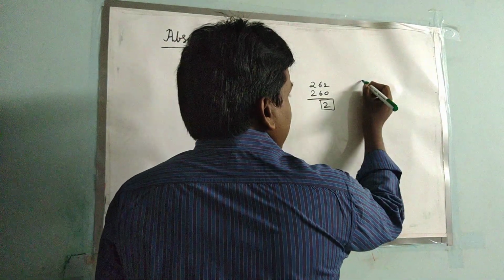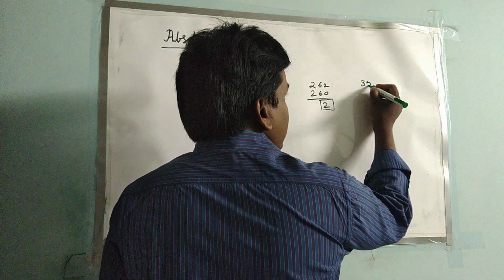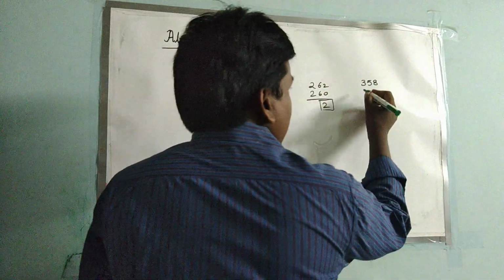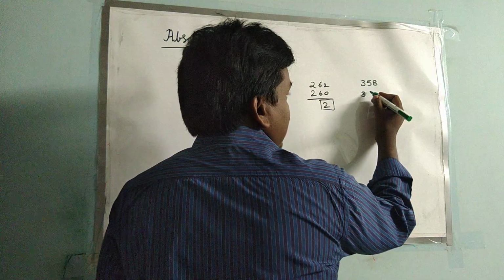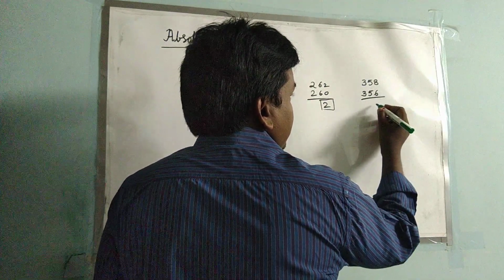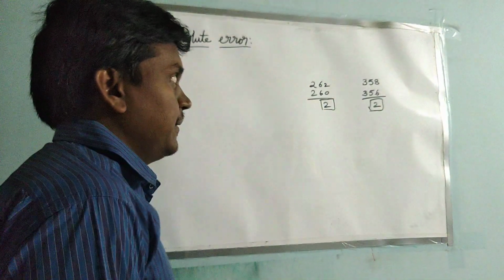And one more we can take. I measured the length of an object as 358, but the true value is 356. So here this is the absolute error I have made.